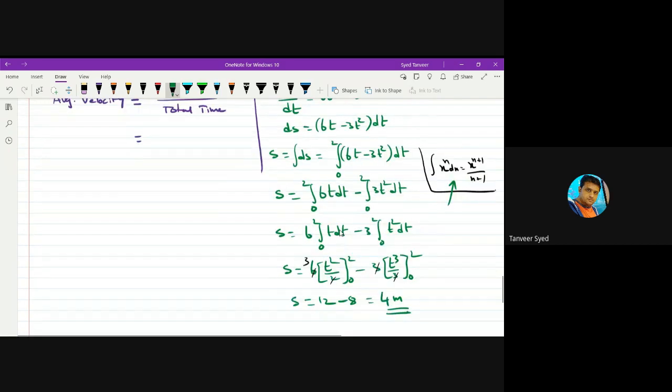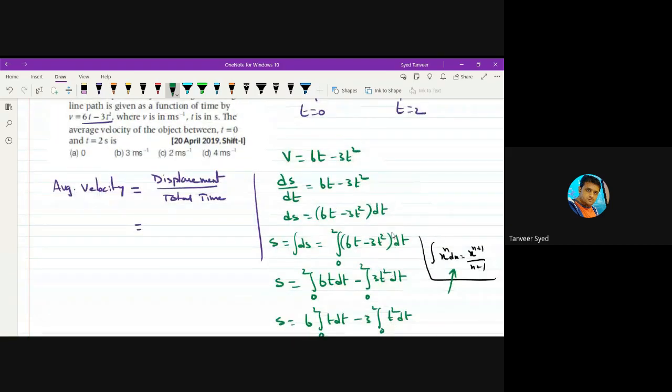Okay sir. So displacement is 4 meter. In 2 seconds, displacement is 4 meter. Okay, so what should I put here? Displacement 4, time taken 2, which gives 2 meter per second as the answer.